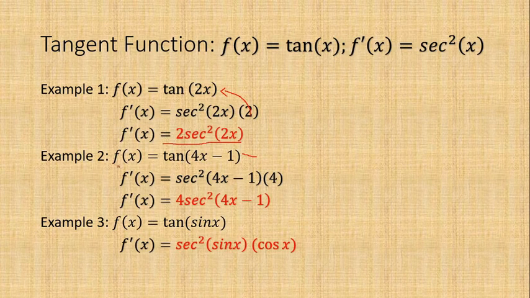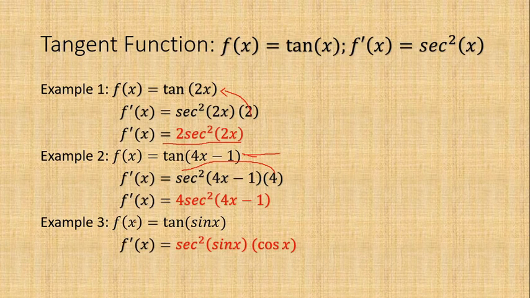So, example number 2 is f of x equals tan of 4x minus 1. Change tan to secant squared, then copy 4x minus 1, then derive 4x minus 1. Okay, alam nyo na yung derivation process as I tackled in our previous lesson. So, f prime of x is equals to, rewrite it, ilagay natin sa harap si 4, 4 secant squared of 4x minus 1.